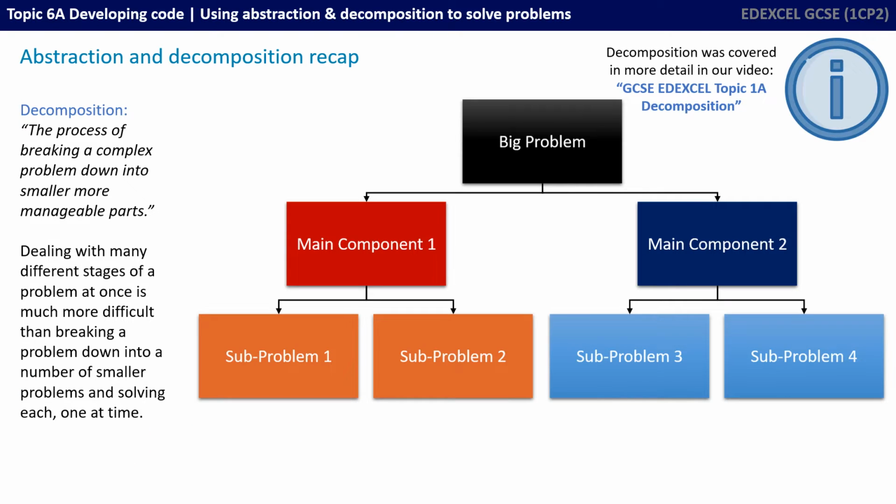Decomposition is the process of breaking down a complex problem into smaller, more manageable parts. Dealing with many different stages of a problem at once is much more difficult than breaking a problem down into a number of smaller problems and solving each of those one at a time.